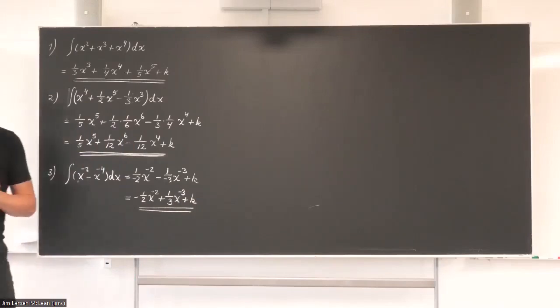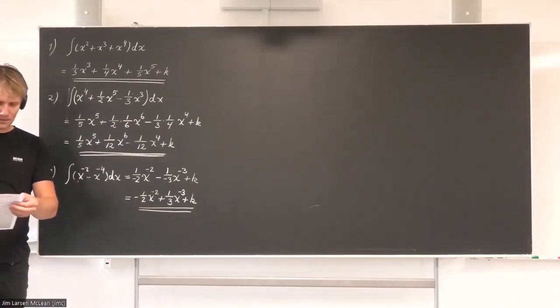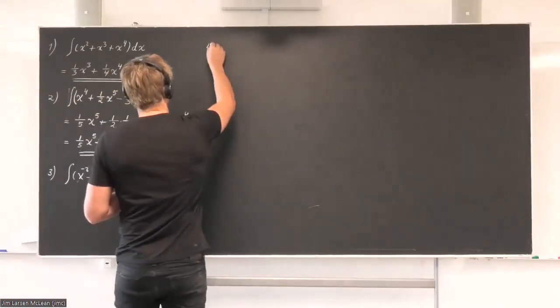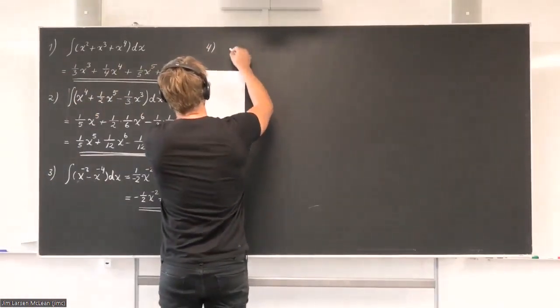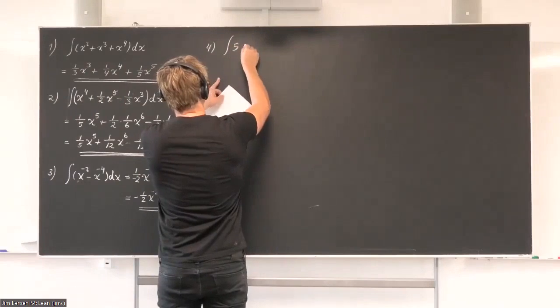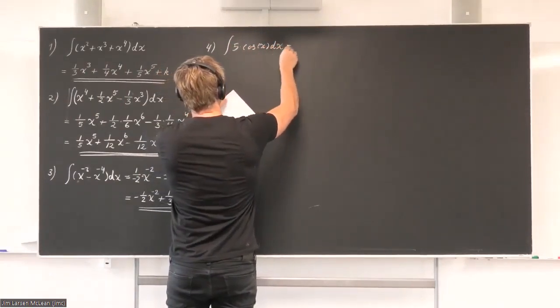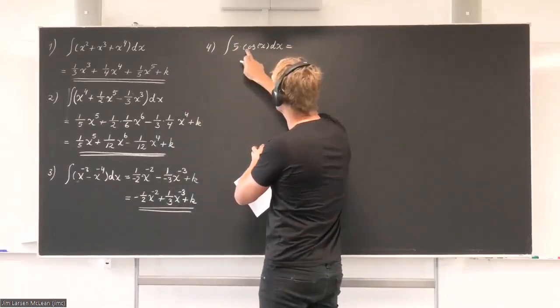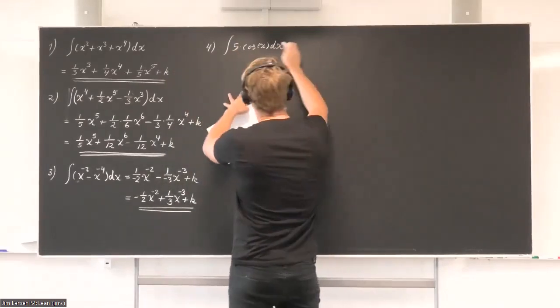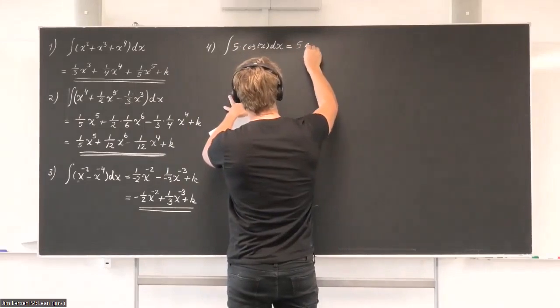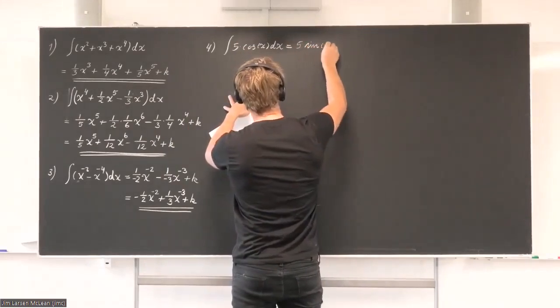Any questions? Exercise 4. In exercise 4, it says that the integral is 5 cos x dx. 5 is a constant, so it stays on. The antiderivative for cosine is sine. So it must give 5 times sine of x.